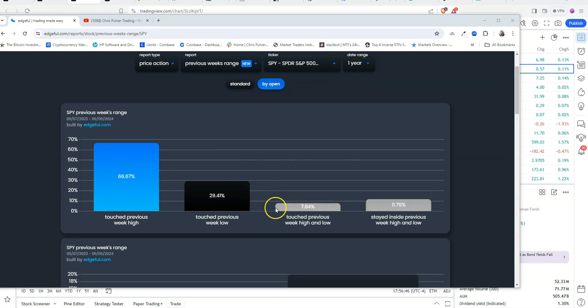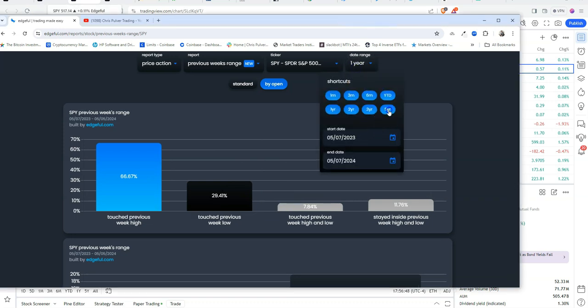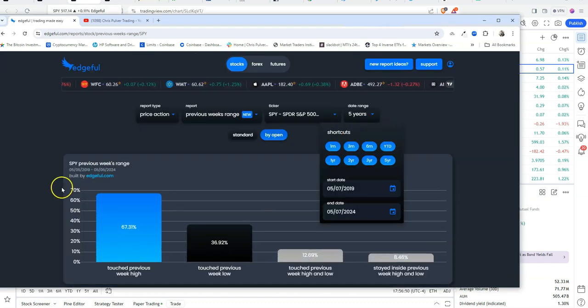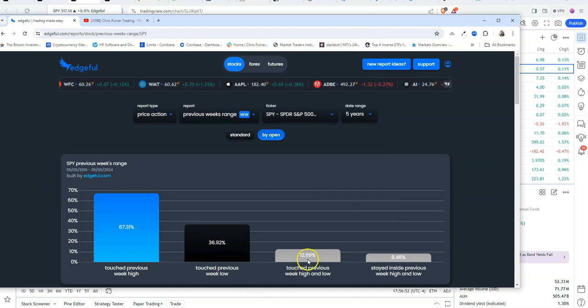Let's get some additional data here. This is the last year. Let's go 5 and see if these numbers are still that good. That's still pretty good, dude. Very good. 13% that you touch both, and if you stay inside, that's the lowest, that we're going to stay inside both. But even so, we mostly touch the high, 67%, and the low, 37%.